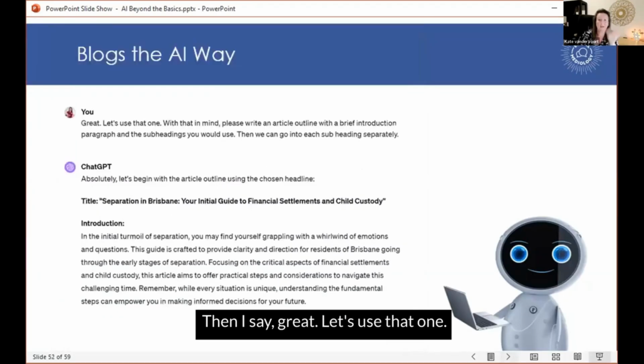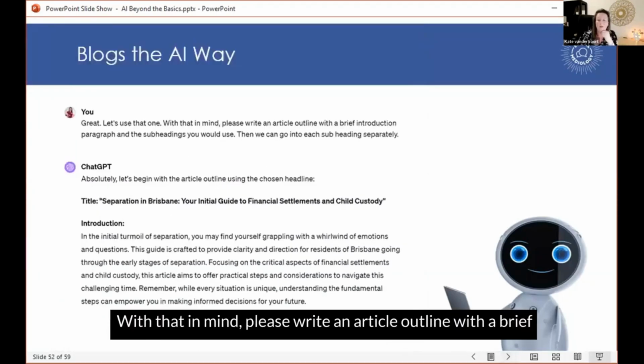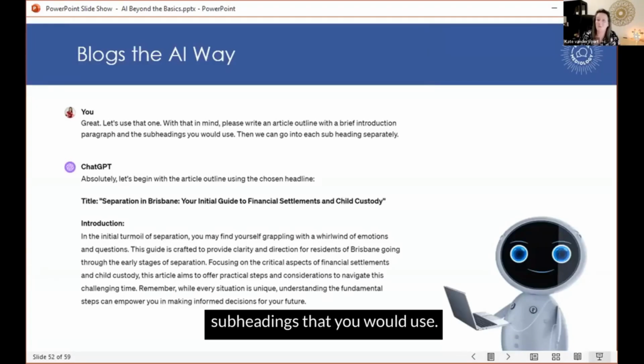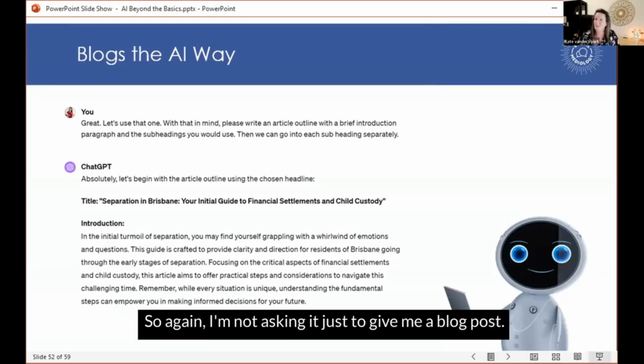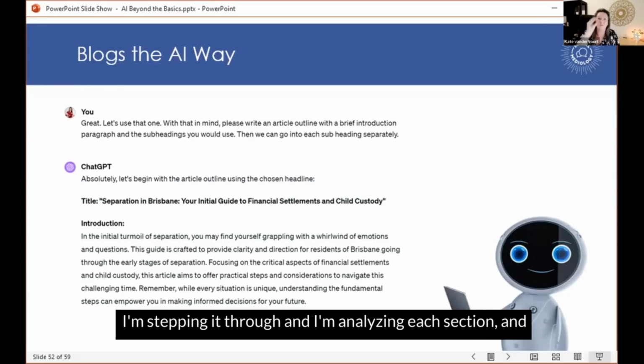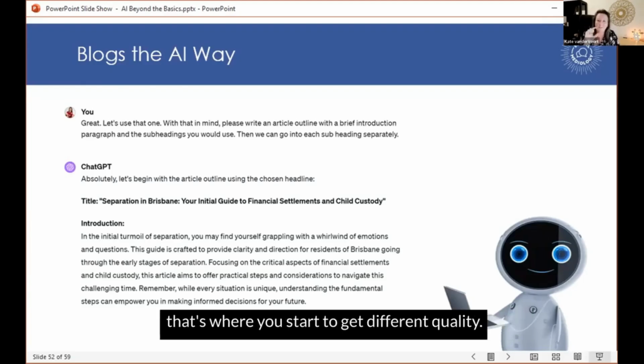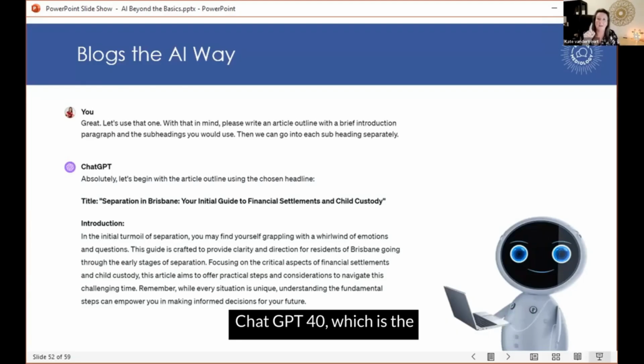Then I say, great, let's use that one. With that in mind, please write an article outline with a brief introduction paragraph and the subheadings that you would use. So again, I'm not asking it just to give me a blog post. I'm stepping it through and I'm analysing each section, and that's where you start to get different quality.